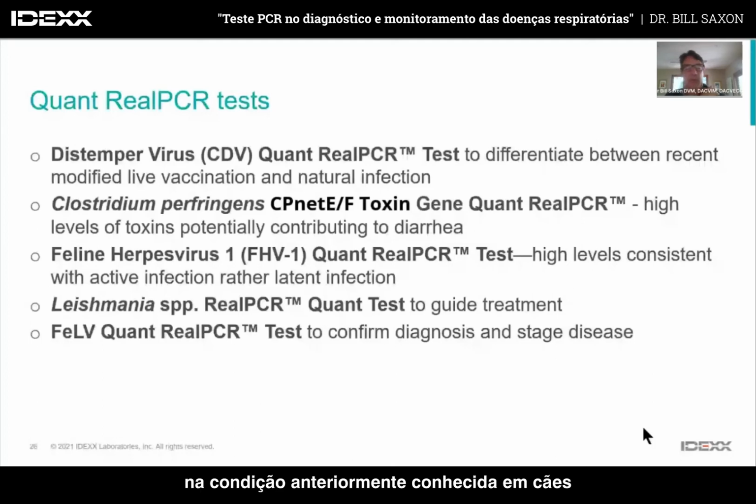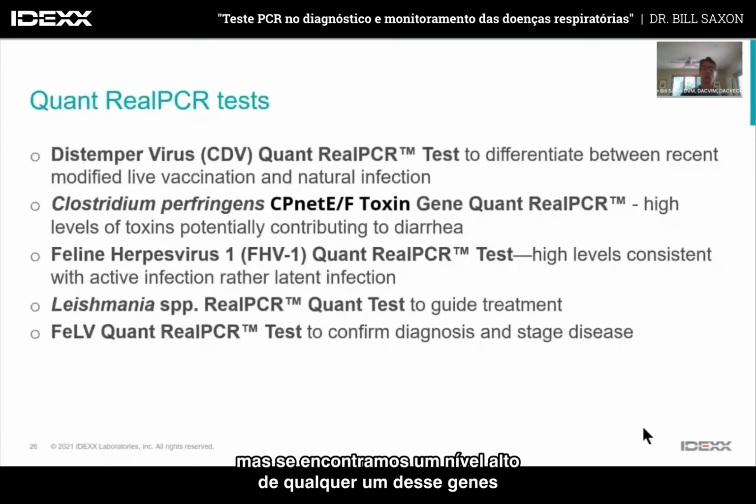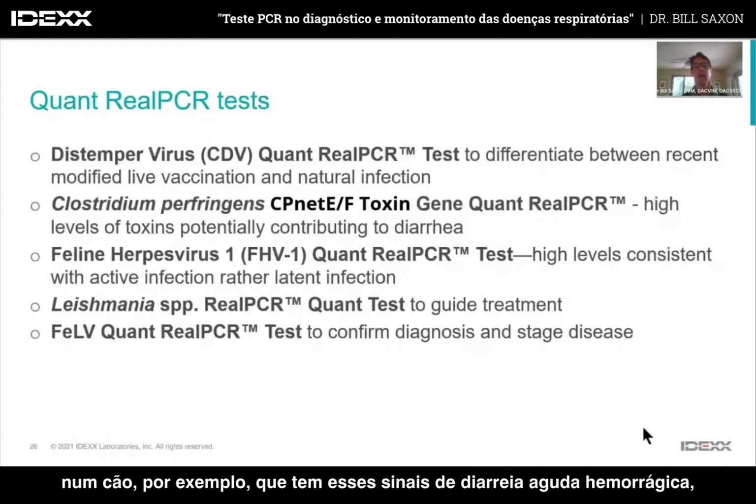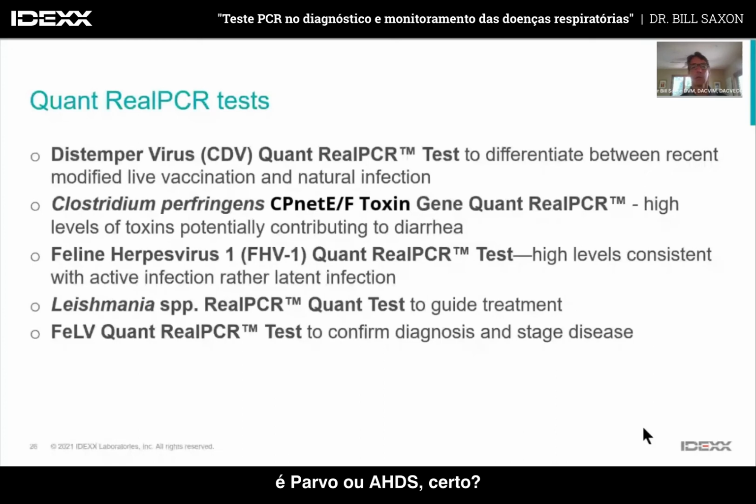We know now that with the previously known condition in dogs, hemorrhagic gastroenteritis, that is now called acute hemorrhagic diarrhea syndrome, the Clostridium perfringens produces a toxin that's likely to be the cause of that, and the genes for that toxin, the NetE and NetF genes, are now available to be detected and quantified, because Clostridium perfringens lives in everybody, right? And these genes might be found in low levels in normal animals, but if you find a high level of either of these genes in a dog, for example, that has those signs of acute hemorrhagic diarrhea, is it parvo? Is it AHDS? Okay, not HGE.